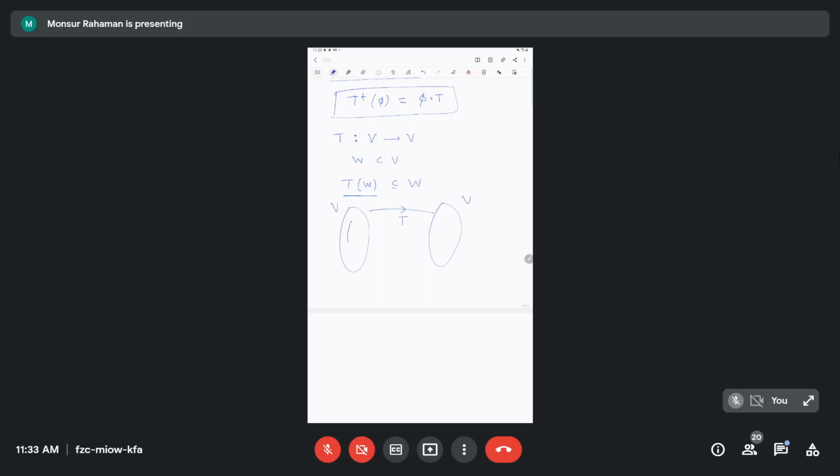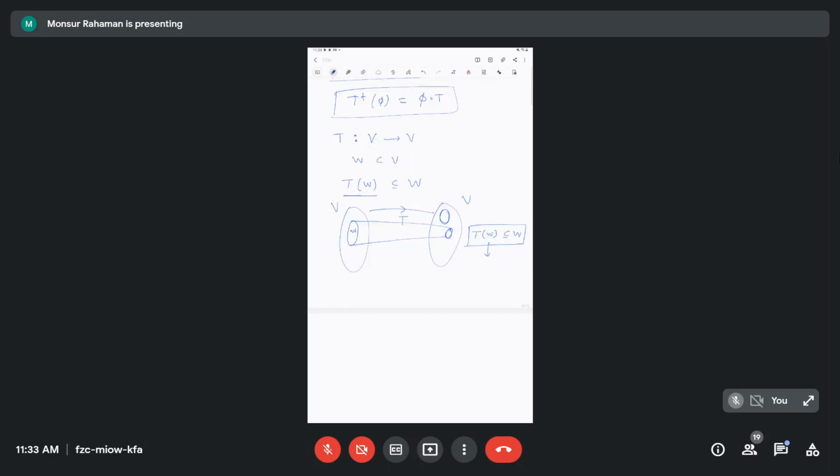So if you send any subspace of V, suppose this is W, it is going to form another vector space of V, and this will be defined as TW. But it is not necessarily in W. Suppose this is W, but this is another vector space. But when this TW is a subset of W for any linear transformation, if this is true, then W will be called an invariant subspace.